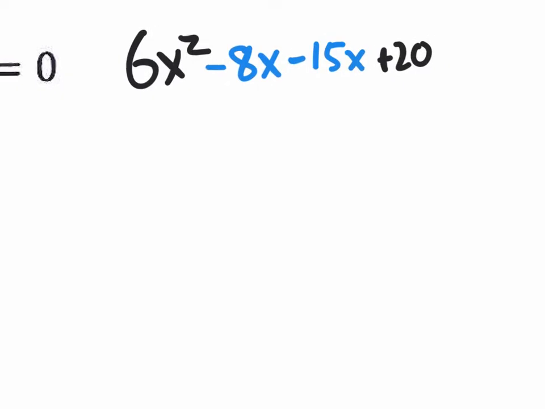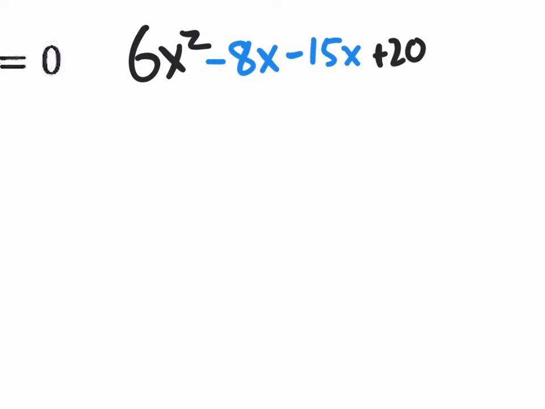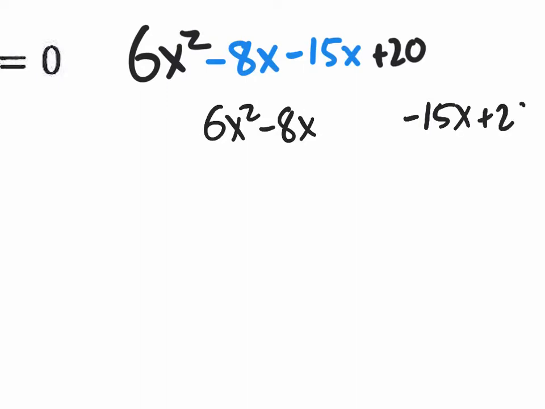So let's go to this. Let's factor by grouping. What's the first thing to do? Separate the 2 groups. 6x squared minus 8x, separate, minus 15x plus 20. There's my 2 groups. Next step would be to factor something out of each group. What could I pull out of that first group? 2x. A 2 and an x. What would be left over on the inside? 3x minus 4.